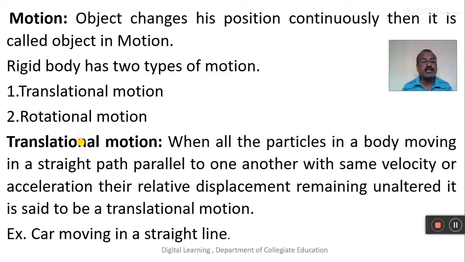What do you mean by translational motion? When all the particles in a body move in a straight path parallel to one another with the same velocity or acceleration, their relative displacement remaining unaltered, it is said to be a translational motion. Example, a car moving in a straight line.